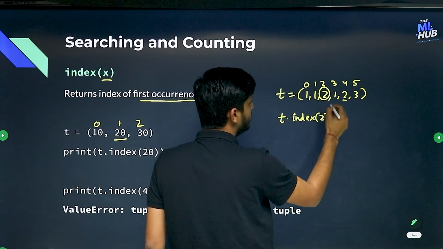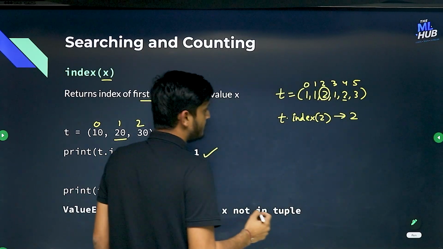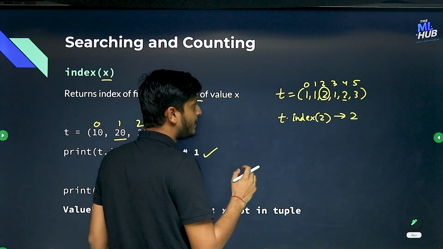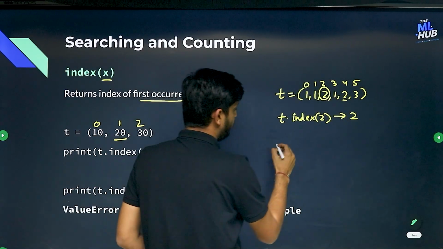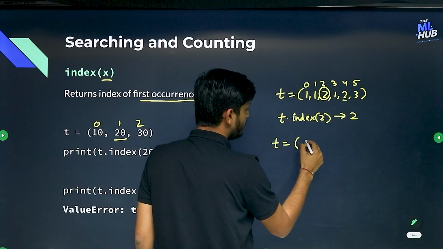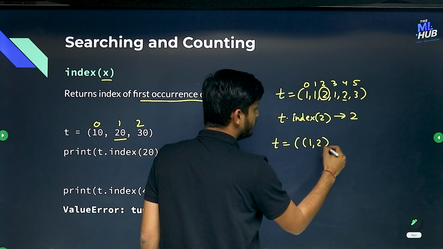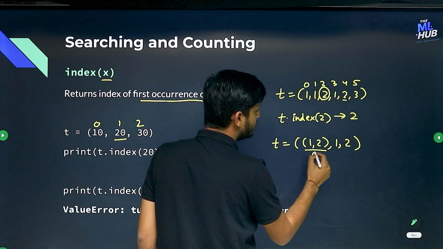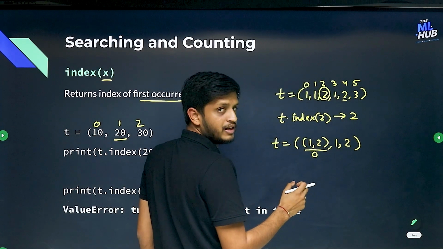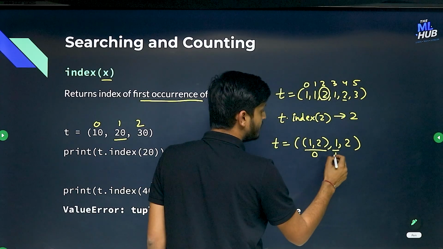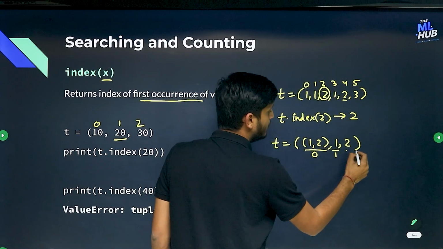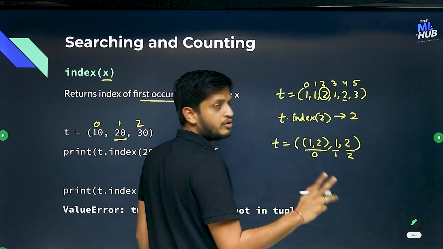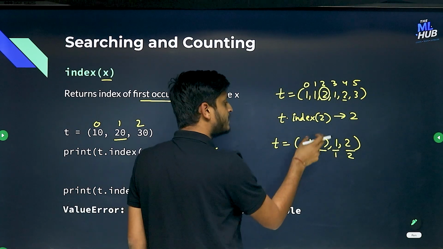So the first occurrence is at index 2, so 2 will be given. And also notice that an element can be anything. So if you have a tuple like this, let's say a tuple containing 1, 2 and then 1 and 2. Here the first element at 0th index is a tuple containing the elements 1 and 2. The second element is at index 1, which is integer 1, and the third element is at index 2, which is integer 2. So here the first element is itself a tuple.